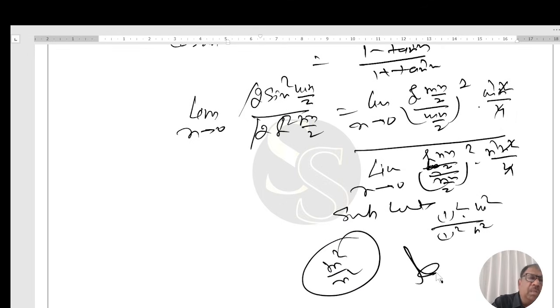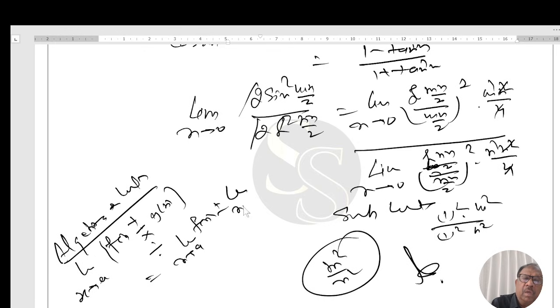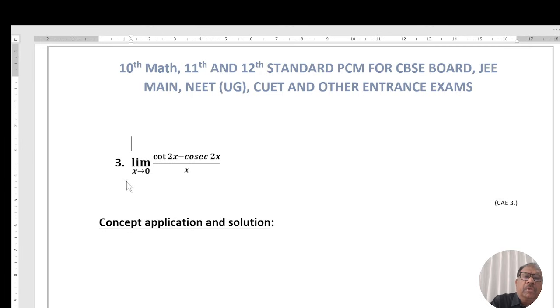This is the algebra on limits. क्या होता है? Algebra on limits. Limit x tends to a of f(x) plus minus multiplication division g(x), we get limit x tends to a f(x) plus minus multiplication division limit x tends to a g(x). This is the algebra on limits. We use this property here. Right? Next question.